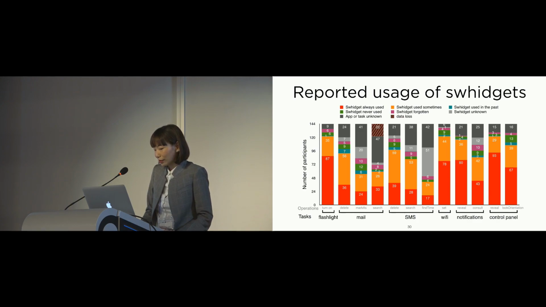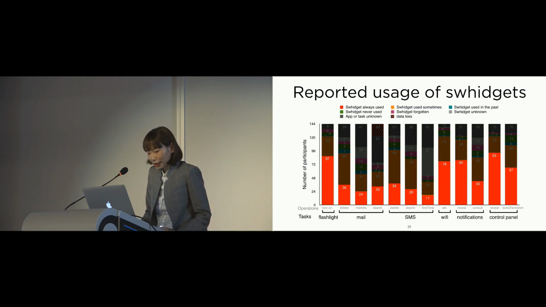And this is the distribution of usage frequency concerning Swhidgets. As you can see, there are 4 tasks where Swhidgets are the most valued interaction type: flashlight, Wi-Fi, reveal notification center, and reveal control panel. Usage of Swhidgets is low on mail and SMS.